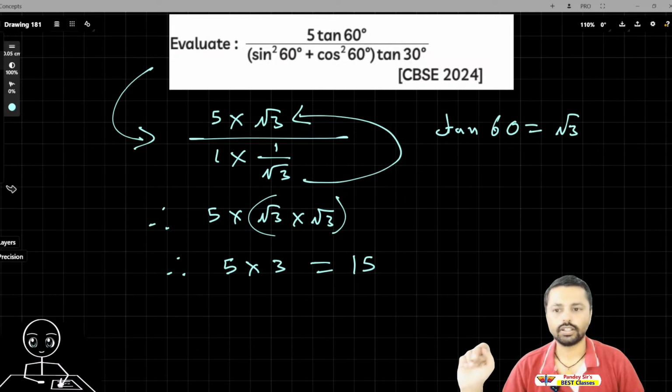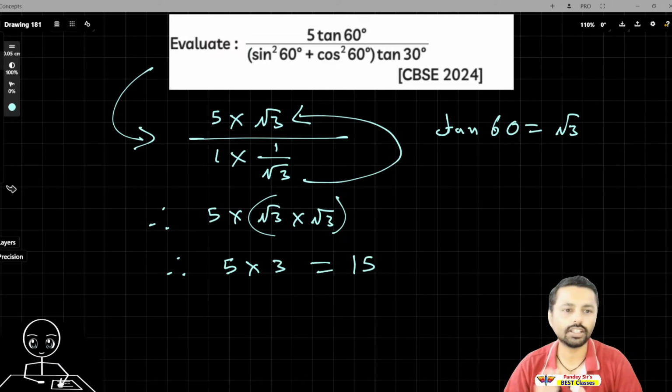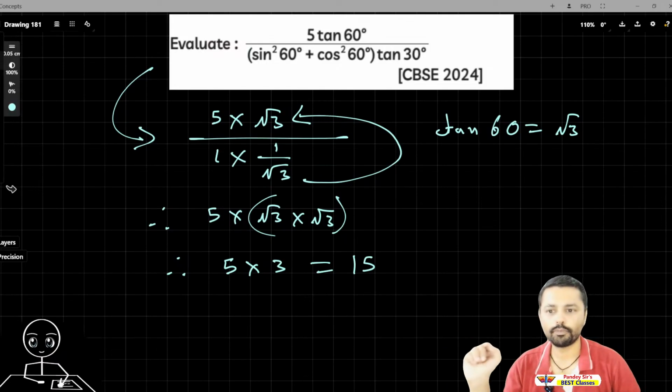Now a little more challenging question. Let's see, can you do it? And then 3 marks questions, and a few bigger questions also we will take from previous years.